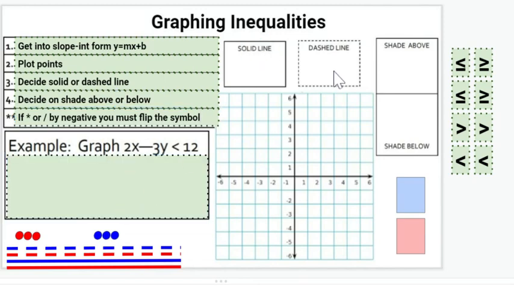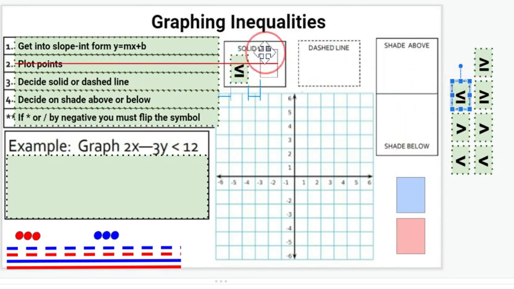Okay, so let's go over the different kinds of lines that you could have. So you could have a solid line or a dashed line. A solid line is whenever you have a line in your symbol. That's the easiest way to remember it. And this is a review from Algebra 1, so if this is looking familiar, good.